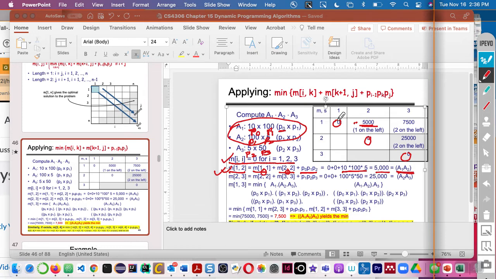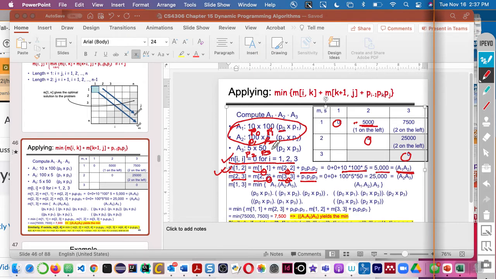This is S. This is a part for the S. I'm filling up the M matrix first, okay? Now, M23. M23 equals M22 plus M33 plus P1 times P2 times P3. We know that M22 is 0 and M33 is 0. This value we know from the dimensions, right? This is P1, this is P2 and this is P3.